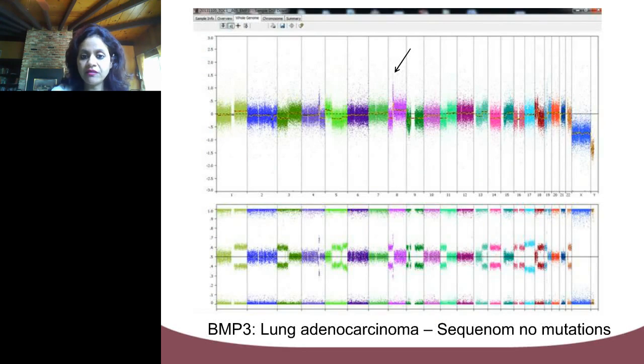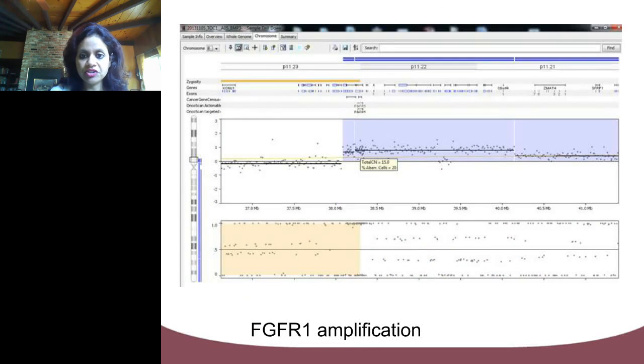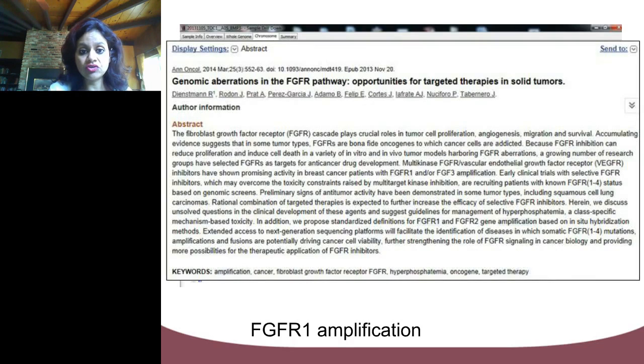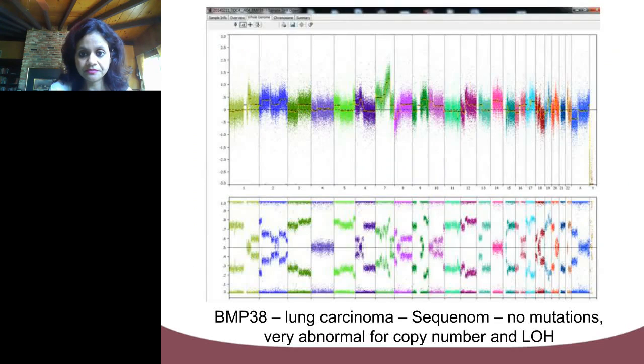One more example of lung adenocarcinoma with no mutations. And this patient ended up having an FGFR1 amplification that is druggable. There are several clinical trials that are enrolling patients with FGFR1 amplification.